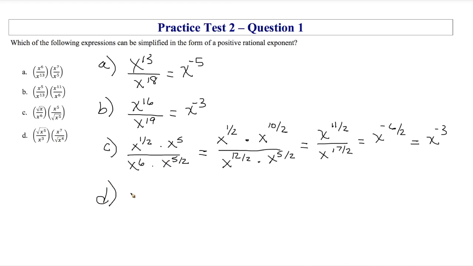D. Again, I'm going to change our radical expressions to fractional exponents. The first one is x to the 5/2 times x to the 7th over x to the 3rd times x to the 4/2.